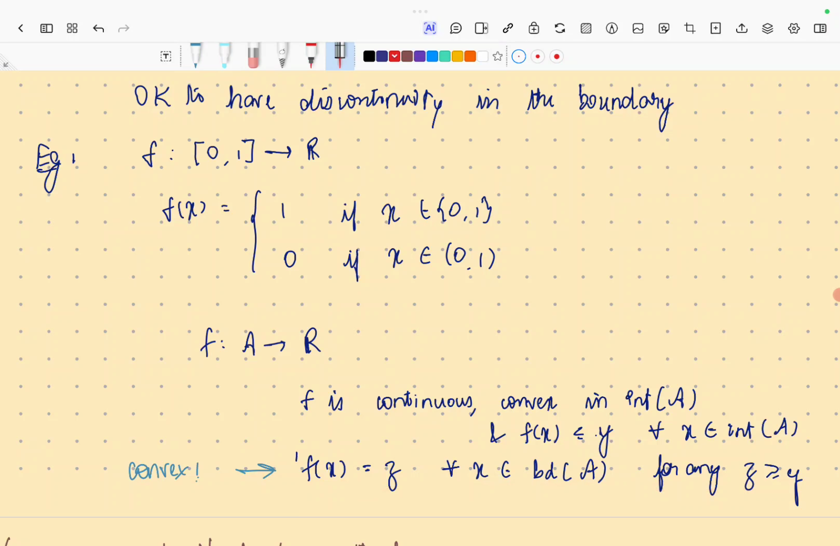Any questions? We're taking care within the interior points, whether it is convex or not. Within the interior, it has to be continuous. If it is discontinuous at any point, of course... So I'm assuming that f is continuous and convex in the interior. Otherwise, it doesn't make sense. Anyway, it's not convex.